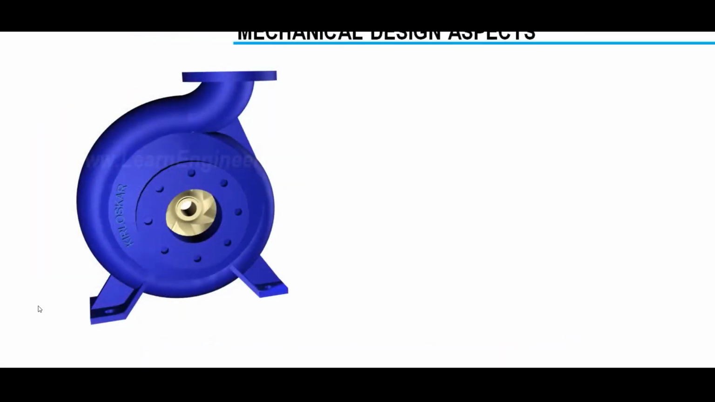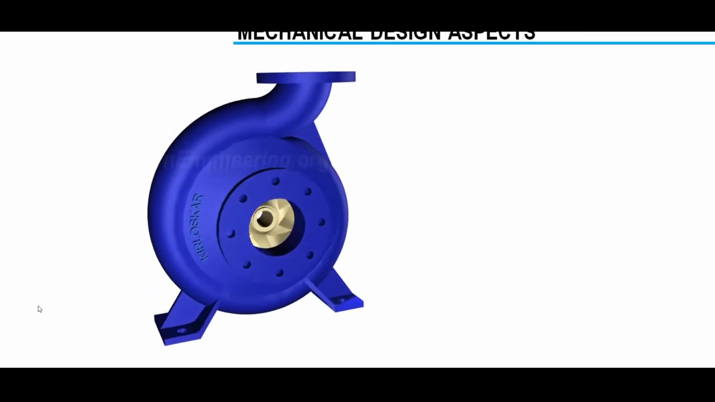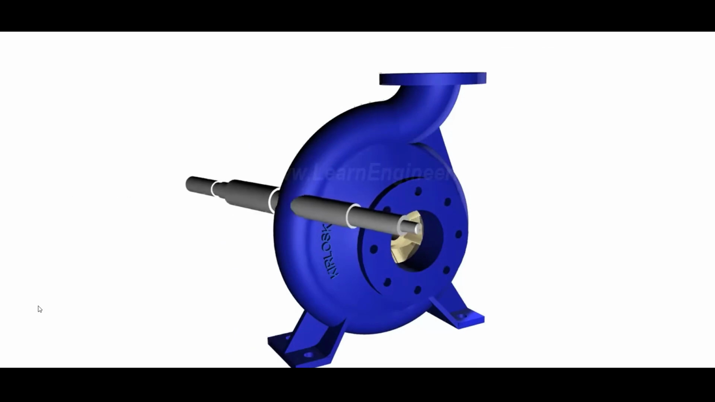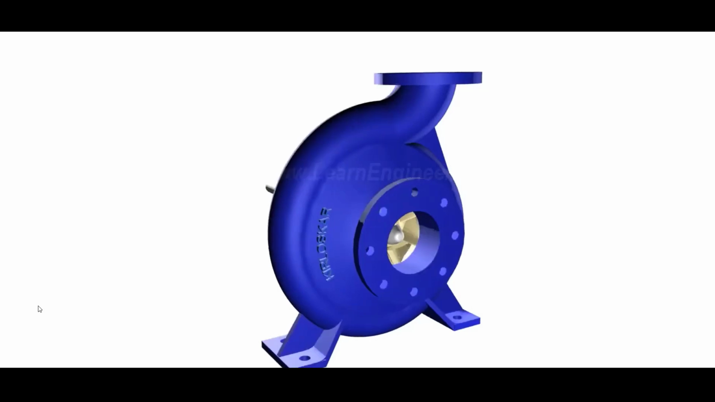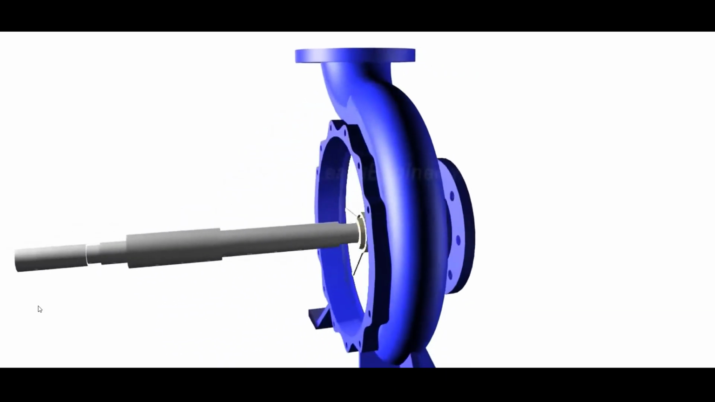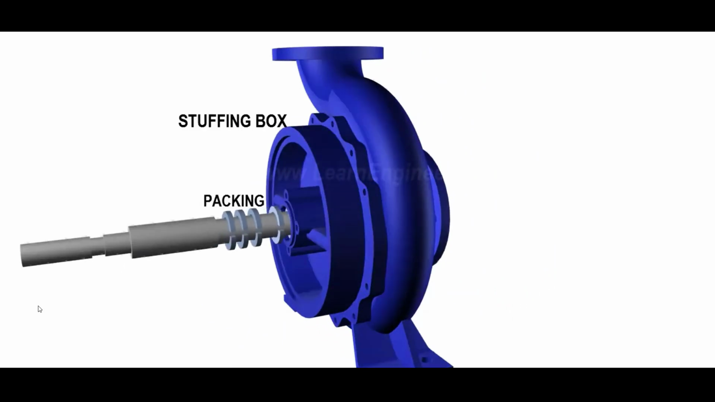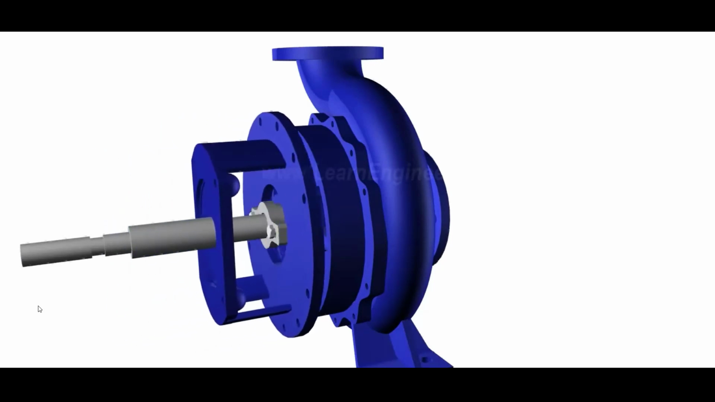Mechanical design of a centrifugal pump is always challenging. A shaft is used to connect the impeller and motor. Since water pressure inside the casing is huge, a proper sealing arrangement is imperative in arresting water leakage through the shaft casing clearance. A mechanical seal or stuffing box based mechanism is used for this purpose.